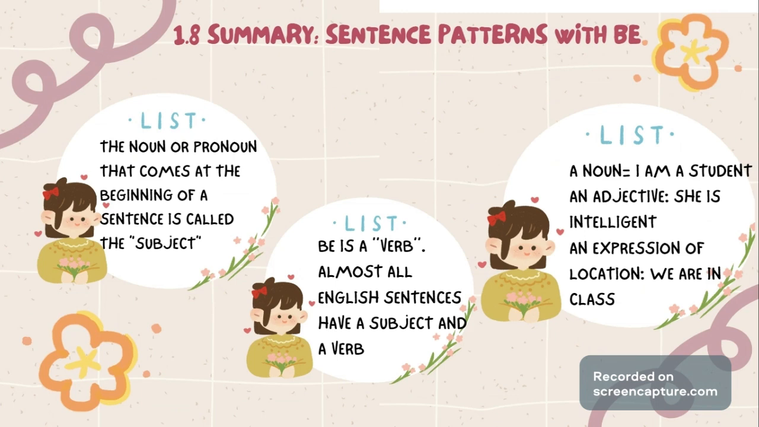Next, summary. Sentence patterns with be. The noun or pronoun that comes at the beginning of a sentence is called the subject. And what is be? Be is a verb. Almost all English sentences have a subject and a verb. And what comes after be? A noun. Example: I am a student. An adjective: she is intelligent. The word intelligent is an adjective. An expression of location: we are in class. The location is in class.